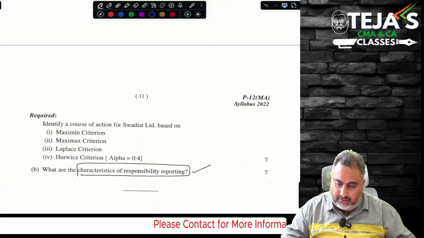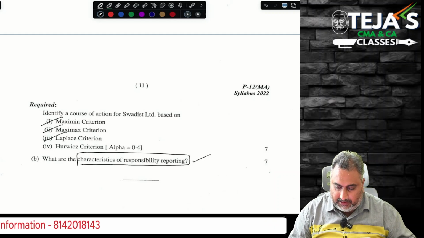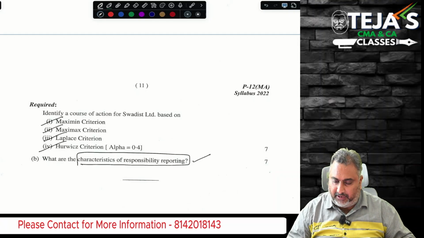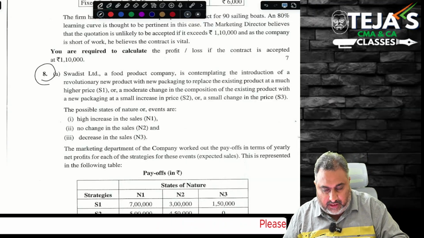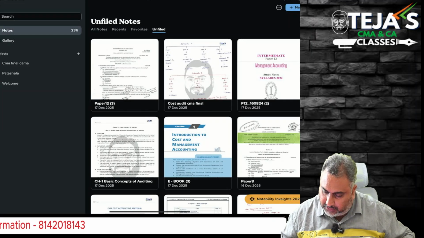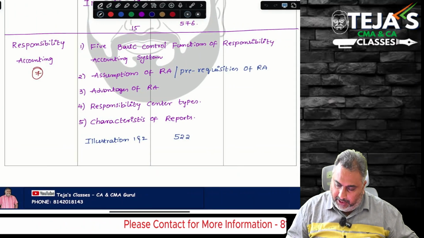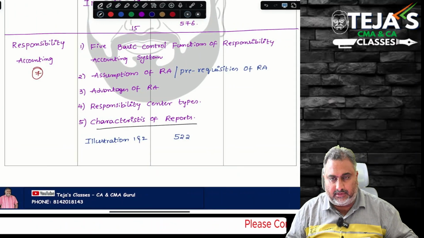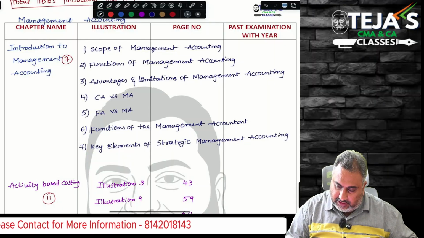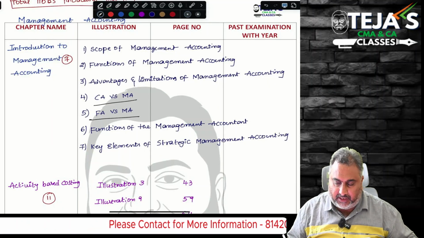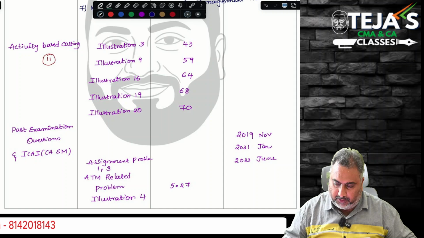Problem wise, what are the characteristics of responsibility accounting? And even from my guessing questions point of view, I told maximin, minimax and Laplace, Hurwicz alpha criterion. This is also similar to our study material question. Even you can check my expected questions also. You can see these things. Yeah, I will show you. See here, I told characteristics of the reports, that is there in my expected questions, as well as cost accounting versus management accounting, financial accounting versus management accounting, that is also there in my expected questions.